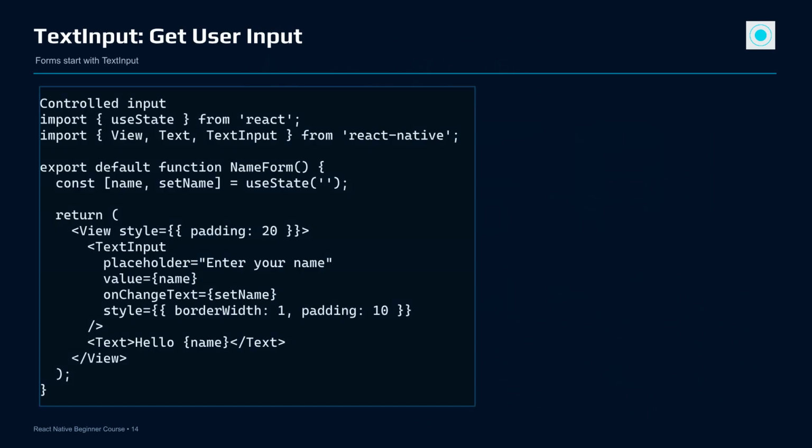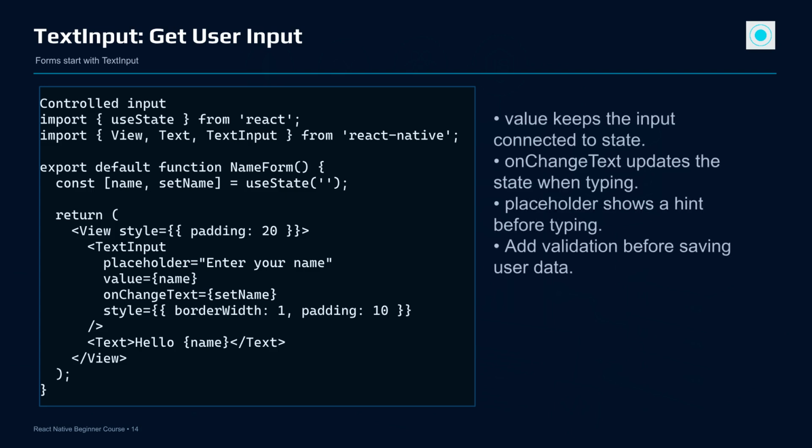Finally, let's look at TextInput. This is how you collect data from your users. We connect the input's value to our state, and onChangeText updates that state every time the user types. The placeholder attribute provides a helpful hint. Try this out and experiment with adding validation before saving user data.